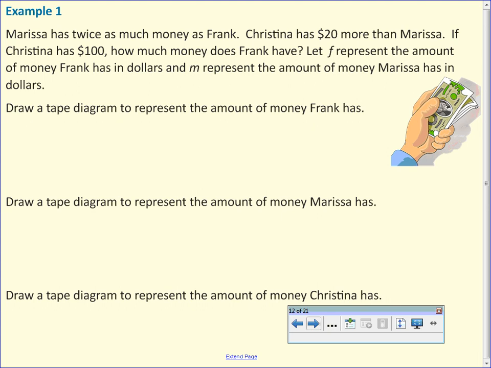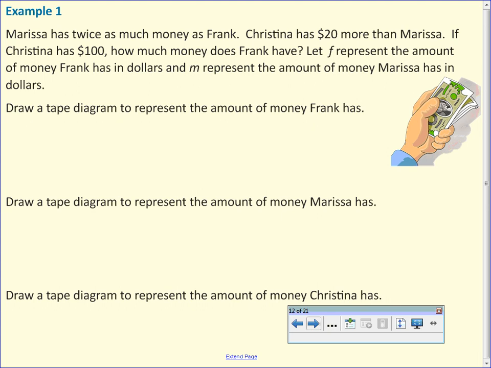Gentlemen, Marissa has twice as much money as Frank. Christina has $20 more than Marissa, who has twice as much as Frank. If Christina has $100, how much money does Frank have? Let F represent the amount of money Frank has in dollars, and M represent the amount of money Marissa has in dollars.